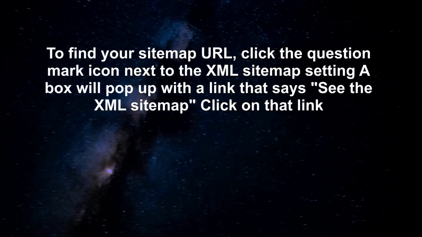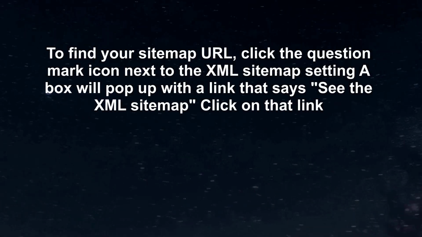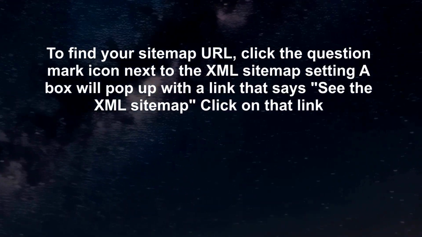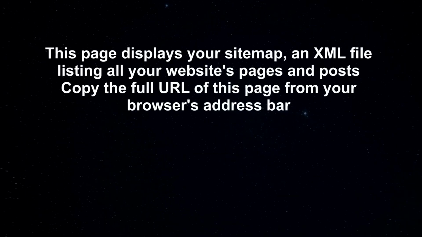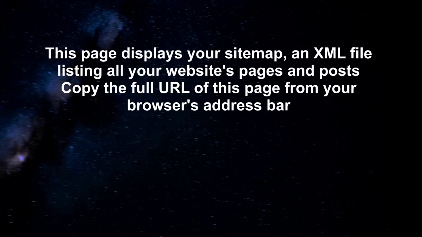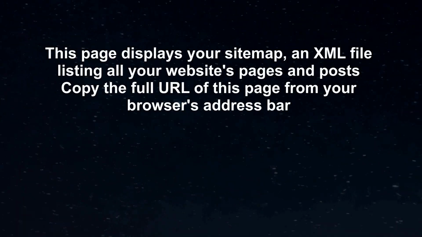To find your sitemap URL, click the question mark icon next to the XML Sitemap setting. A box will pop up with a link that says See the XML Sitemap. Click on that link. This page displays your sitemap, an XML file listing all your website's pages and posts. Copy the full URL of this page from your browser's address bar.